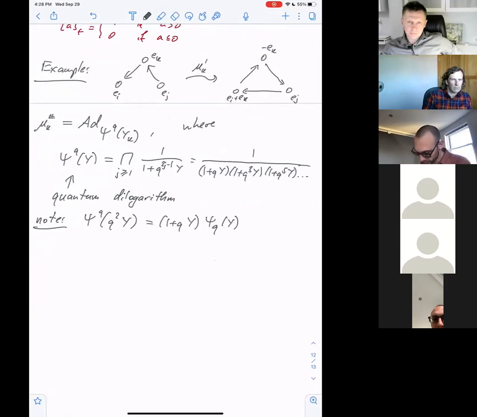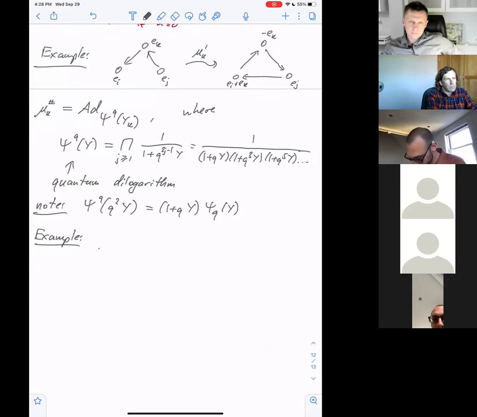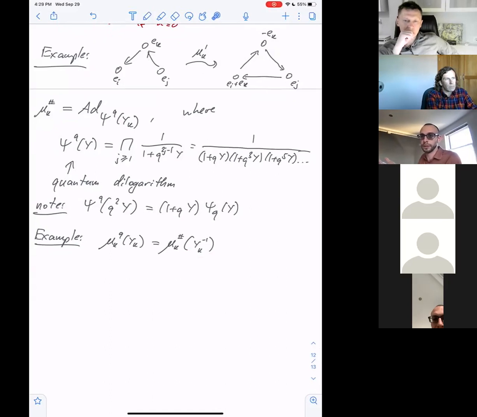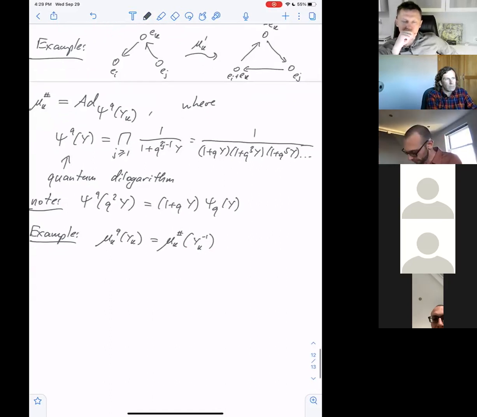Now let's see how this works. So let's see an example. Somehow we conjugate by an infinite series, and of course we shouldn't expect to have a birational transformation, but we do precisely because of this equality. So let's just see an example. So mu k q of yk. Well, what is it? This is mu k sharp, so conjugation by this quantum dilogarithm of yk inverse. But we're going to conjugate yk by a function of yk. So obviously nothing happens. So this just stays yk. Yk commutes with itself. So this is yk inverse.